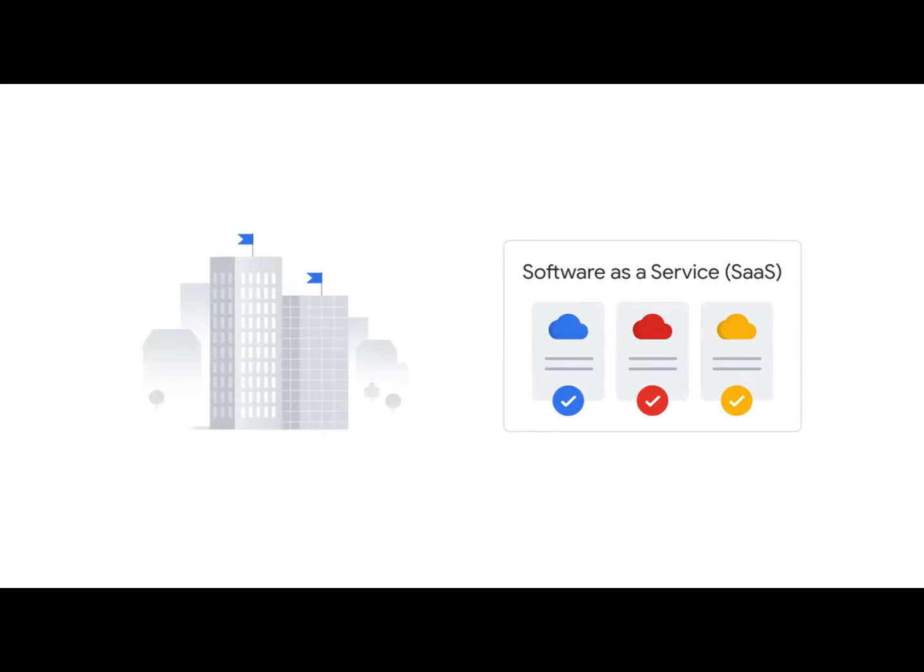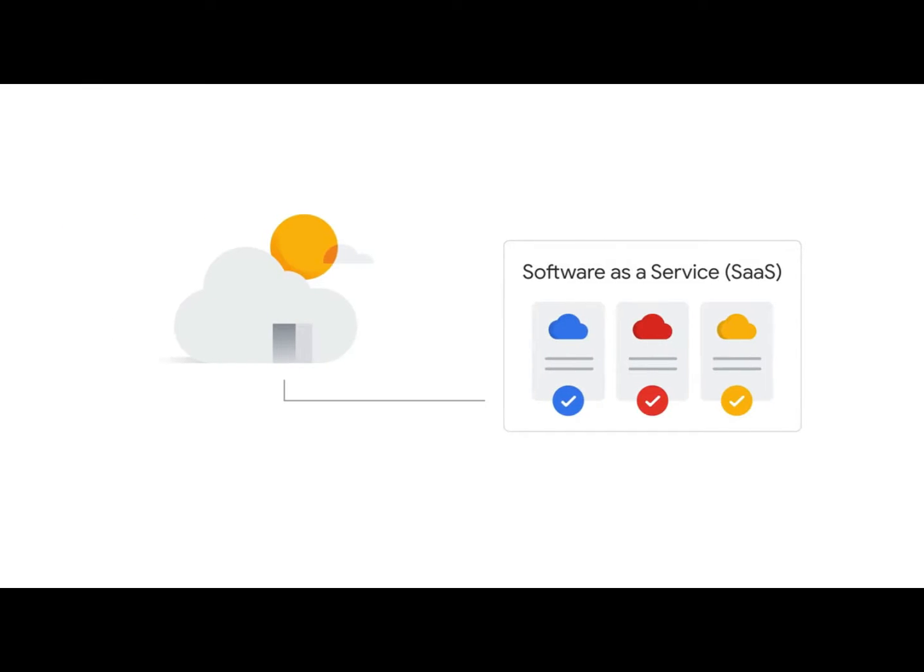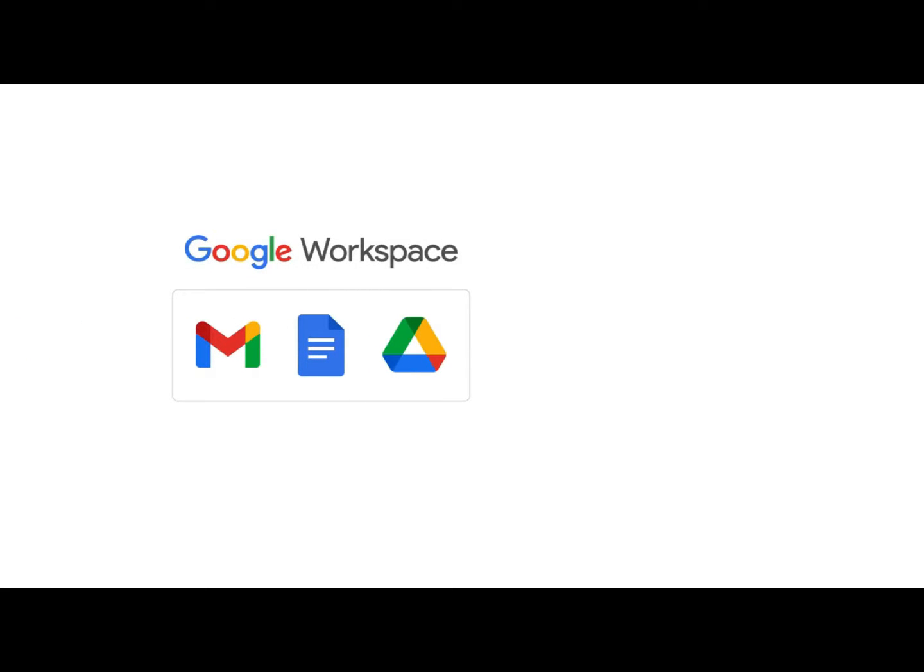While it's outside the scope of this course, you might have heard about Software as a Service, SaaS, and wondered what it is and how it fits into the cloud ecosphere. Software as a Service applications aren't installed on your local computer. Instead, they run in the cloud as a service and are consumed directly over the internet by end users. Popular Google applications such as Gmail, Docs, and Drive, that are part of Google Workspace, are all examples of SaaS.